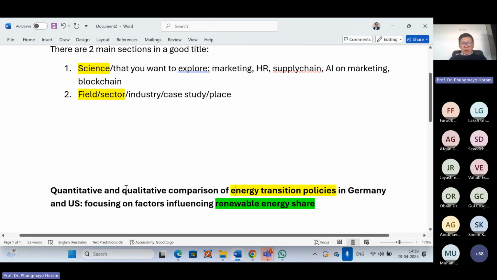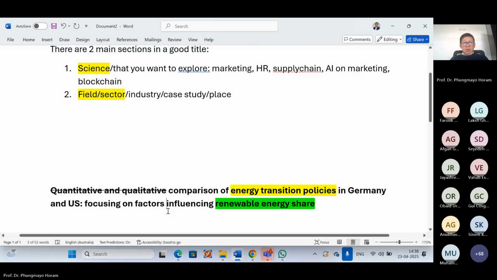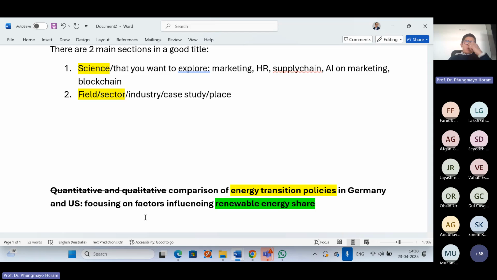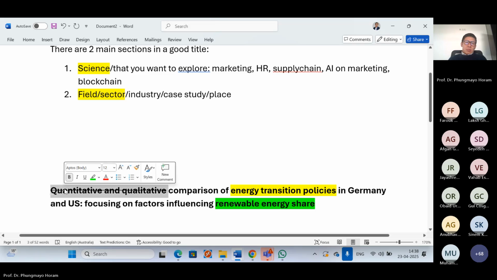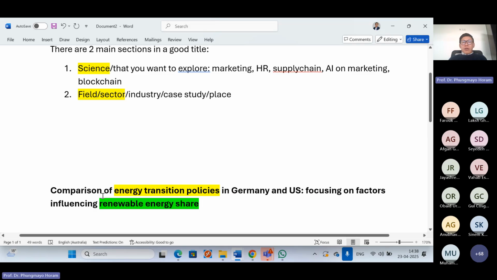Now to refine this topic, quantitative, qualitative, these are methodology issues. You don't have to highlight your methodology in your title. Are you collecting quantitative data, qualitative data? This you'll explain in your methodology. Now you can further refine comparative analysis of energy transition.